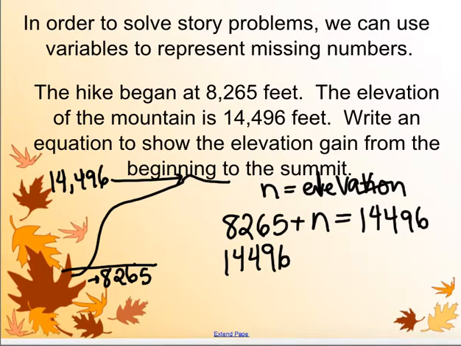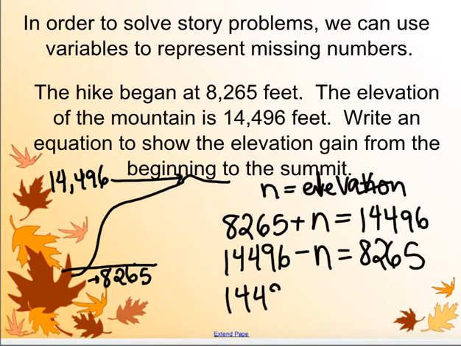Another equation that you could have written is, I know that my highest point is 14,496, and with our elevation gain, I could go down that amount and get down to the bottom at 8,265. Or lastly, we could find the difference between the highest point of 14,496 and our lowest point, 8,265. And that would give us our elevation gain.